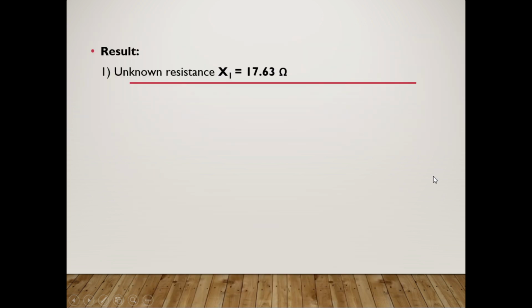The next step is to write the result. The result of our experiment: the first unknown resistance X1 is equal to 17.63 ohm. The second unknown resistance X2 is equal to 18.65 ohm. Here we get nearly the same resistance, but these two may be different.